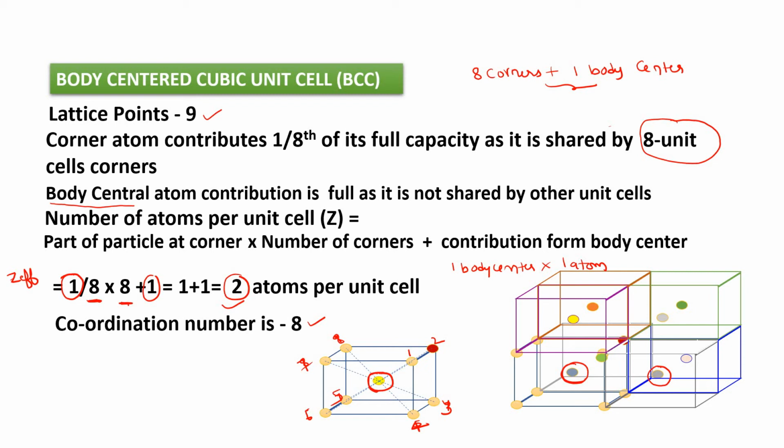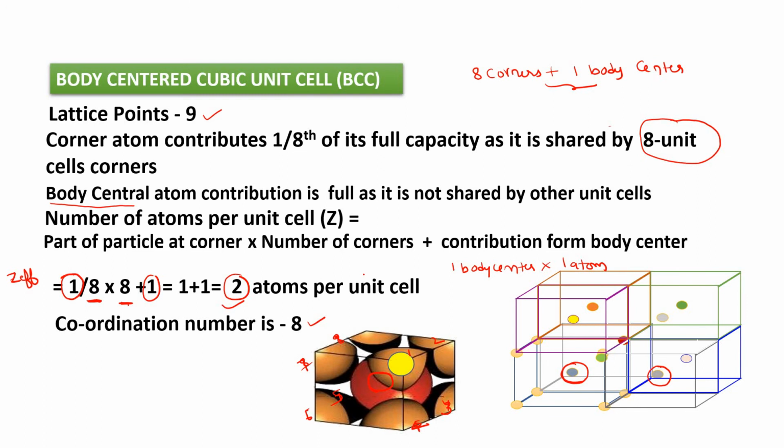So 2 things we need to remember: the Z efficiency, the number of atoms per 1 body centered cubic unit cell, will be 2, and the coordination number will be 8 here. See, you are observing how many you are getting. 8 corners you are going to get here, right? This is the body center. Now these are the neighboring atoms, all 8 neighboring atoms here. The coordination number becomes 8 actually.